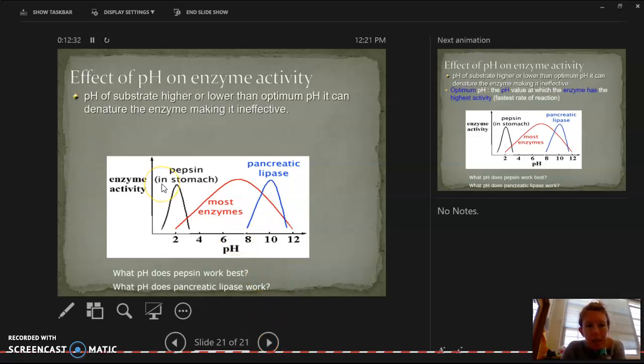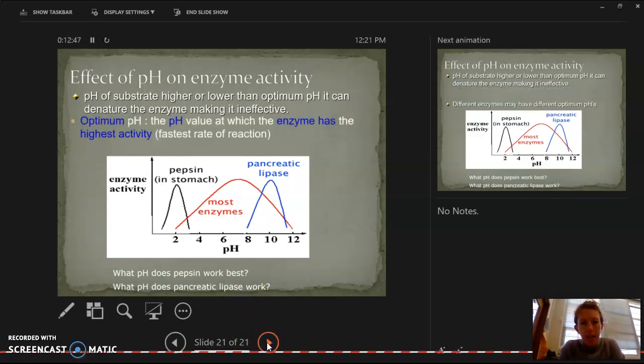So if the pH of a substrate is higher or lower than the optimum pH, it can denature that enzyme, making it ineffective. So then again, its shape would change. It would not be able to bind substrate, and it would not function. So shape is super important when it comes to enzymes. And again, optimum pH, same thing as optimal temperature, is the pH or temperature value at which the enzyme has the highest activity, which means it has the fastest rate of reaction, which means it can produce the most product.